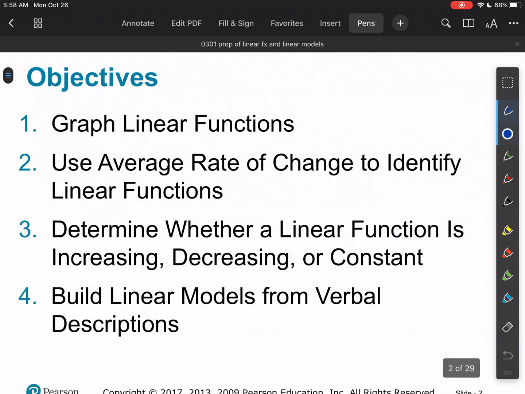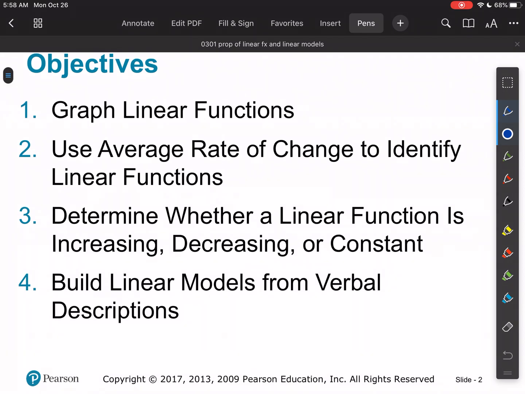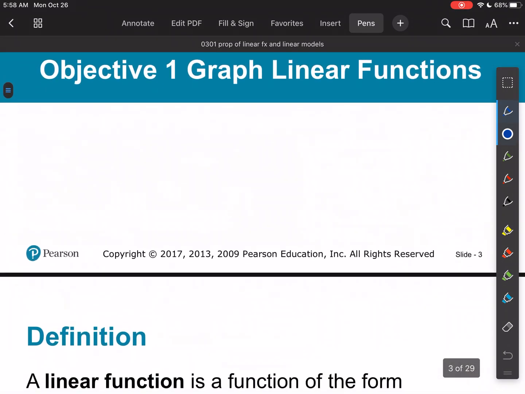So the objectives for today: we're going to graph linear functions. We're going to use the average rate of change, another name for slope, to identify linear functions. We're going to determine whether a linear function is increasing, decreasing, or constant, and then we're going to build linear models from verbal descriptions. So we have 4 objectives. Let's get right into it.